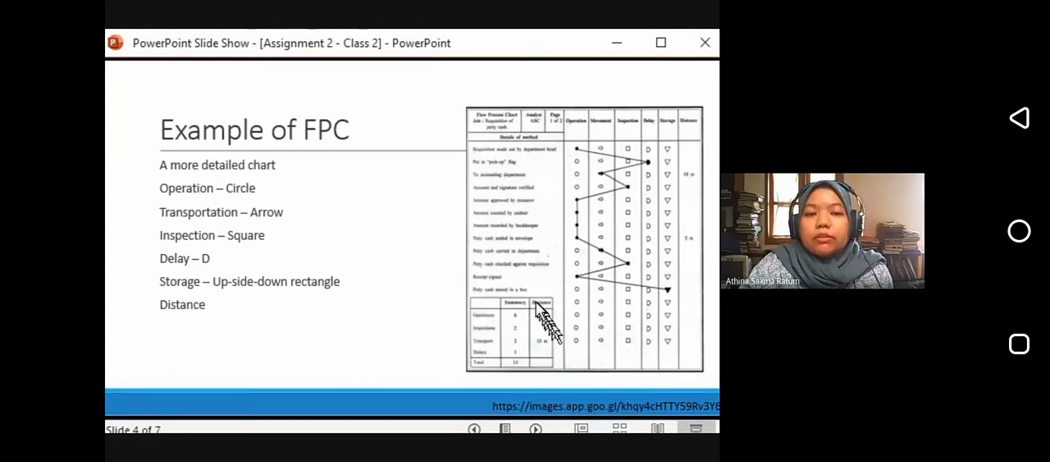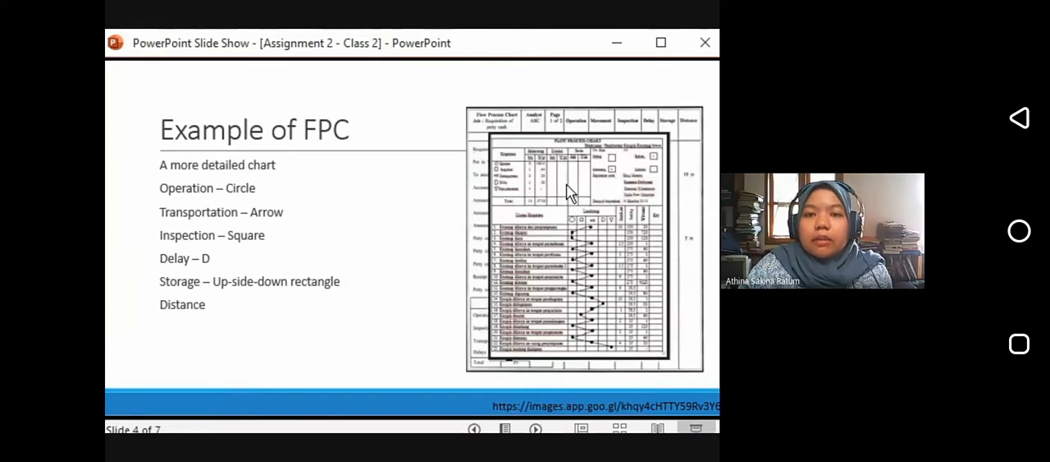Don't forget also to mention the summary of the chart. On the summary of the chart, you need to calculate how many operations are in this FPC, and then how many inspections, how many transportations, and how many delays. On transportation, please calculate the total distance of the transportation, and for delay also please calculate the time of the delay.